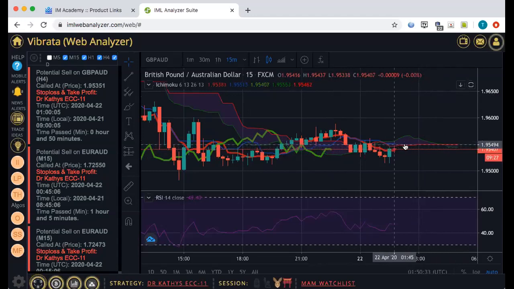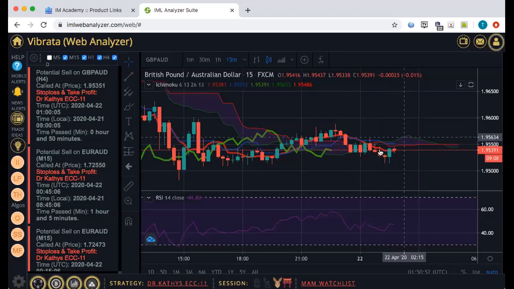All right, and as you can see, the cloud is moving sideways as well. And you can tell that it's just a straight line right here. That's the end of the cloud. So that lets you know that price is consolidating. Those are some indications that price is consolidating, as well as the candles moving sideways.